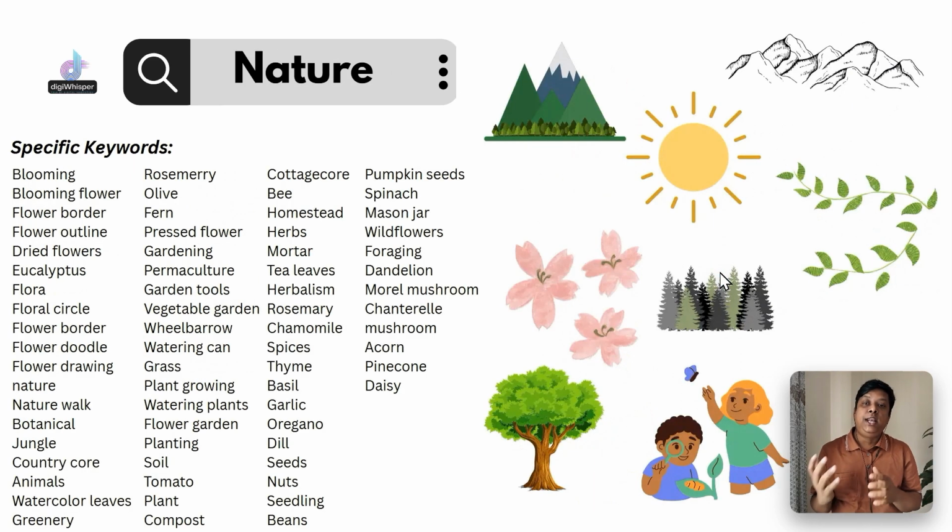And the next one is nature. If you want nature type elements like this, you need to type nature or blooming flower, flower borders, flower outline, this type of specific keyword.